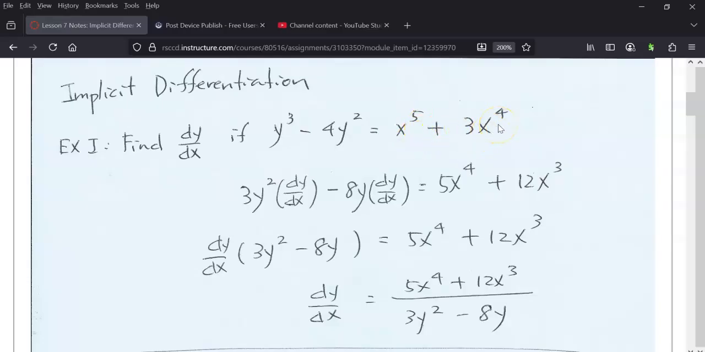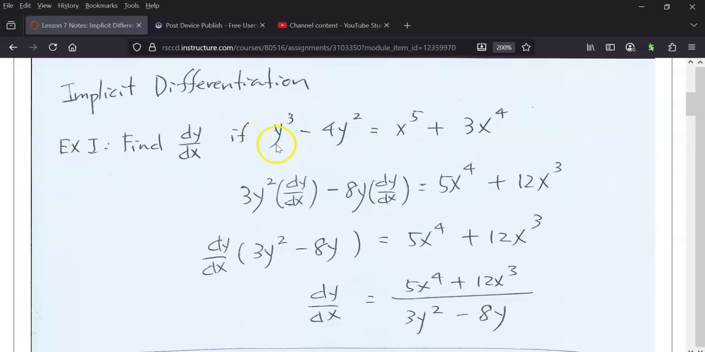to the fourth power. Now, when we do implicit differentiation, if you look at the equation, this is for the first time that you're going to take the derivative of the entire equation where you involve x and y. So we're going to use the chain rule here.